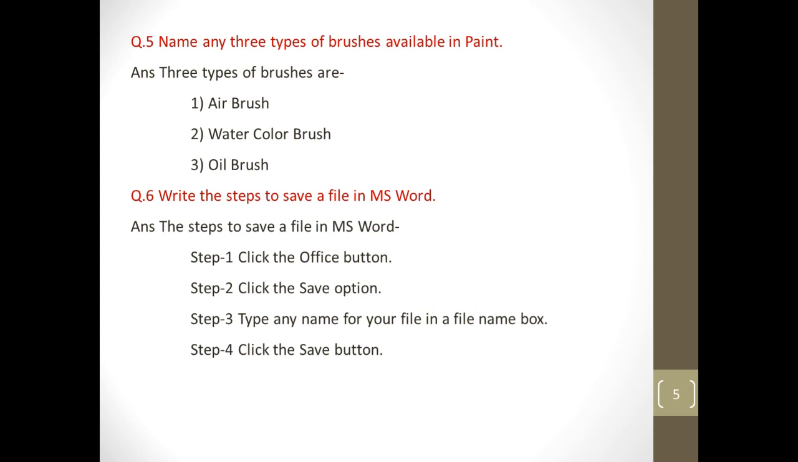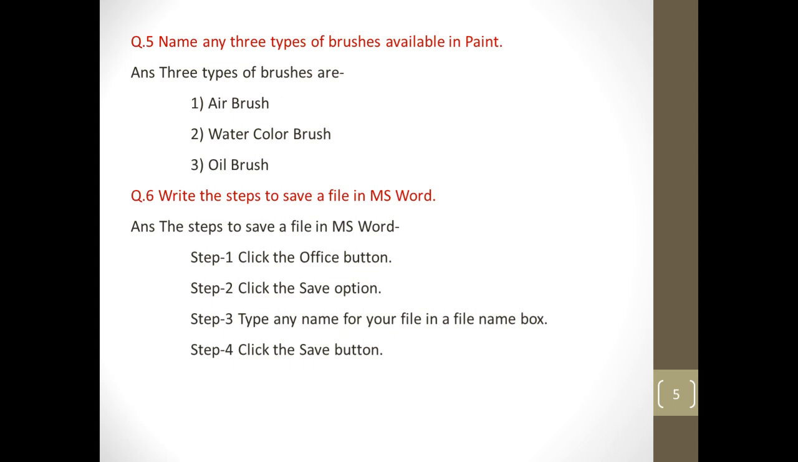The steps to save a file in MS Word are: click the Office button. Where is the Office button? It is the left top corner of the screen. We will click on the Office button. Click the Save option. After clicking Office button, one pull down menu will appear. From that menu, we have to select Save option. And when we will click on the Save option, one screen will be shown.